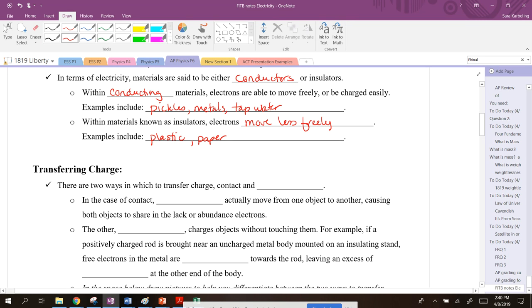Plastic, paper. Lexi, did you have any other ones? Those two. Anybody else got another one to add to the list? Oil. Others? Rubber. Distilled water.